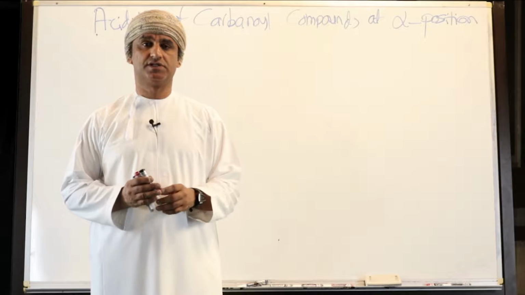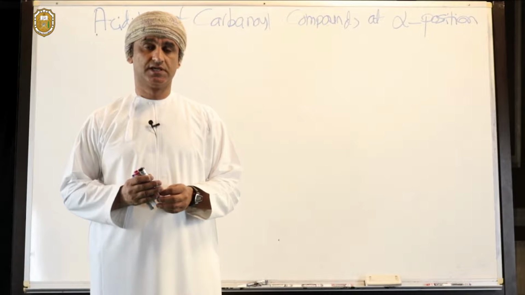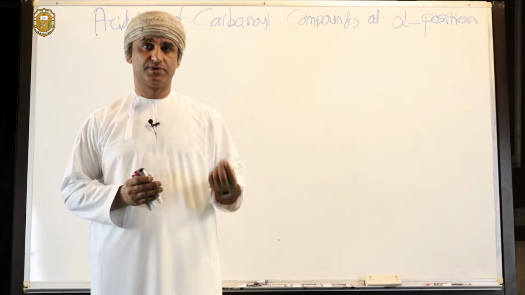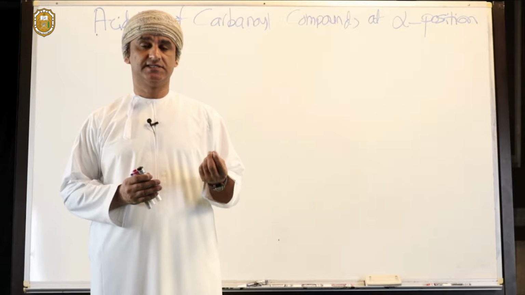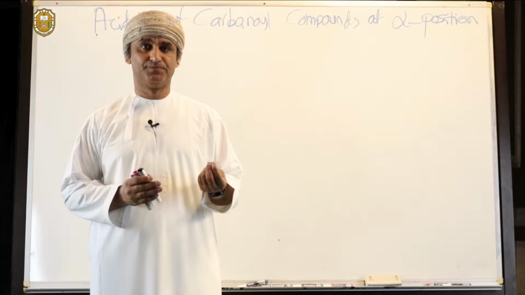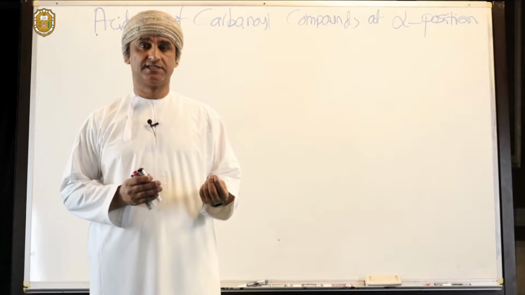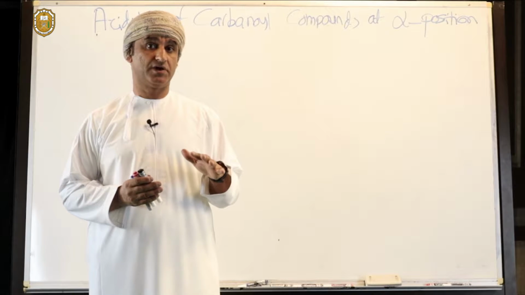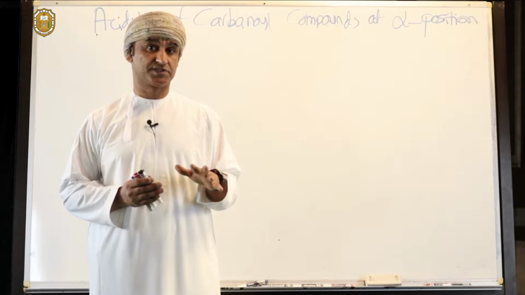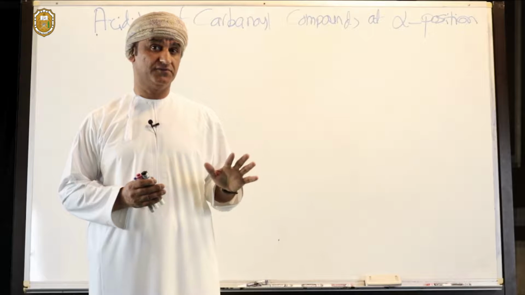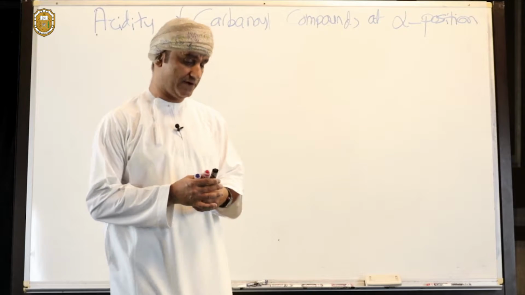Esters at the alpha position are less acidic than ketones at the same position. That's because the enolate is destabilized by electron donation by oxygen nearby. Now let's talk about amides. Amides have a pKa of about 30 at the alpha position. And recall, the pKa of esters at the alpha position is 25.